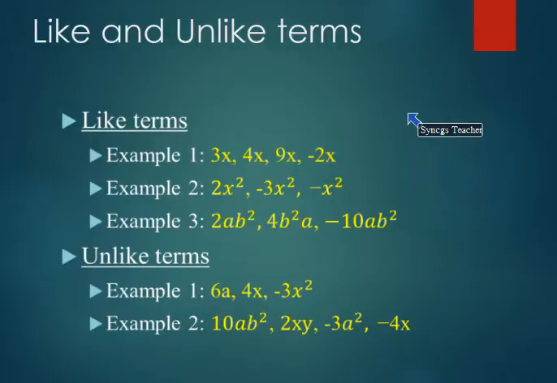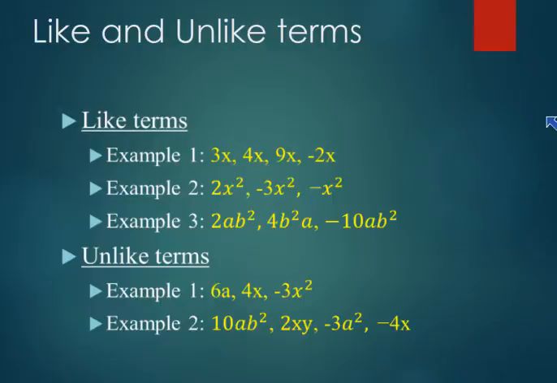So what are unlike terms? In unlike terms, the variables are different. For example, 6a, 4x, minus 3x square, or 10ab square, 2xy, minus 3x square and minus 4x. As you can see here, each of these terms have different variables. So that is why they are called unlike terms.